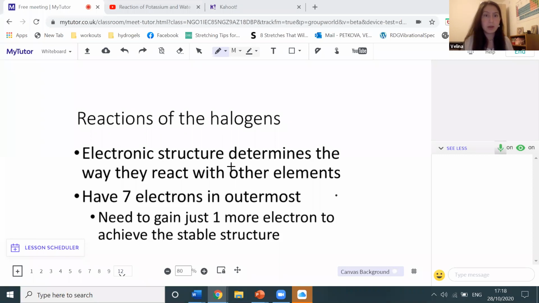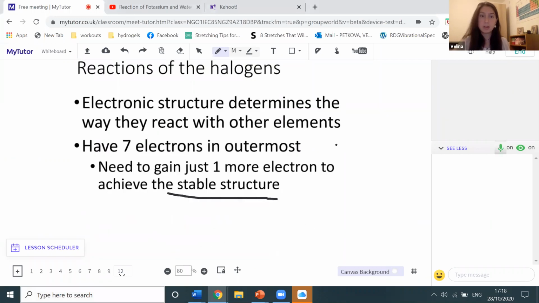Okay, so electronic structure determines the way they react with other elements. It has 7 electrons in its outermost shell, and it needs to gain just 1 more to make a stable structure. That's how it works. So when it's in its element form, it's got that covalent bond and it's sharing electrons, so that's how it's gained 1 electron. But it's also very common in ionic bonding.